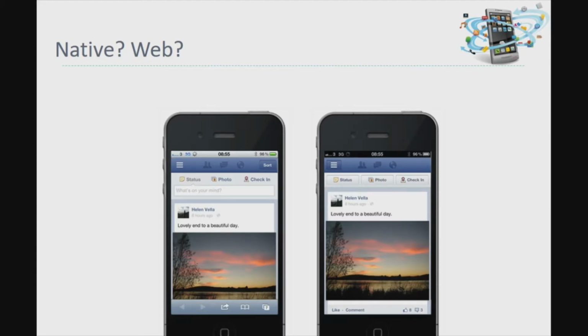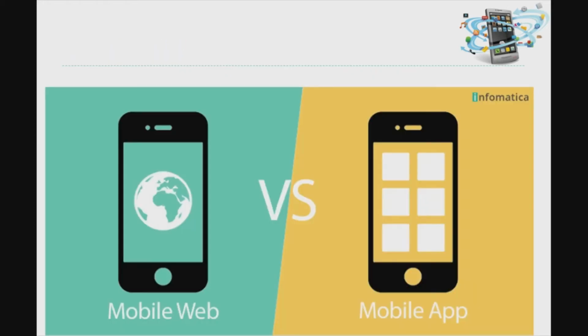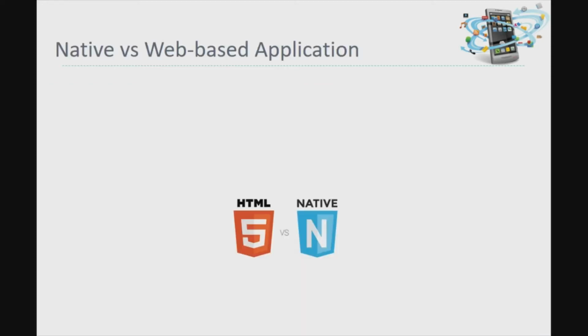One is native and one is web. You still can post a status. You still can do chatting. You still can like and comment. Okay. So based on this part, this one is your web. This one is your mobile application. Okay. So mobile web versus mobile application.